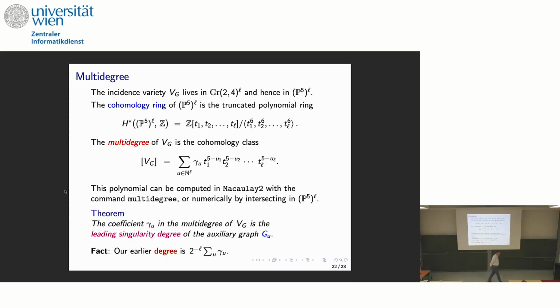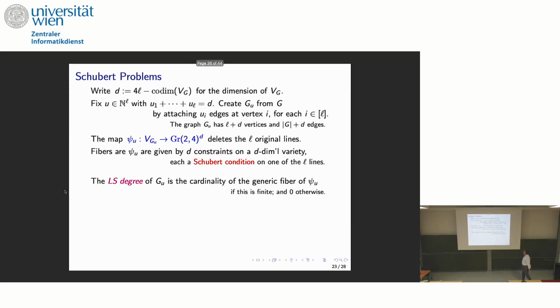So what is GU, and what are leading singularities anyways? Well, you can do Schubert problems as follows. Let me write D for the dimension of the variety. So this is 4L minus the codimension in the product of Grassmannians. I'm fixing a vector U of coordinate sum D. Then I'm making a new graph, GU, from G by attaching UI edges at each vertex. So at each vertex, I'm attaching UI additional edges. You get these hairy pictures that have things sticking out that you already saw in Melissa's talk.